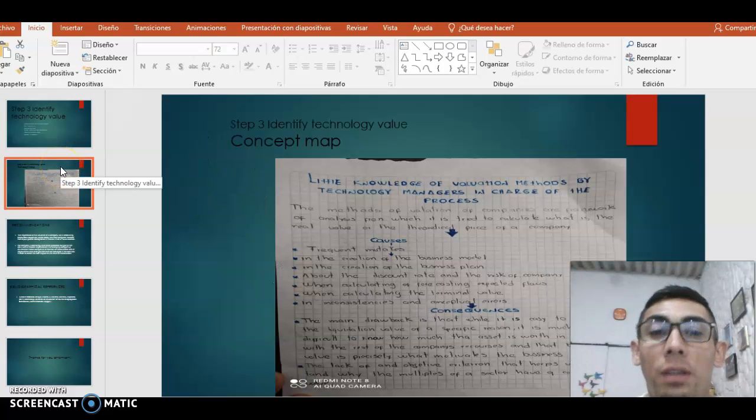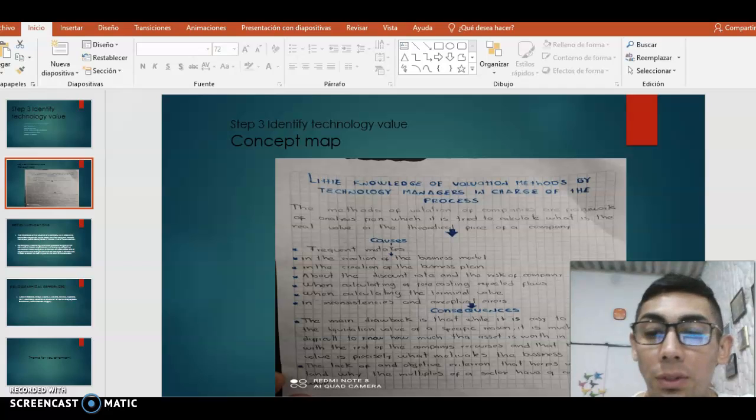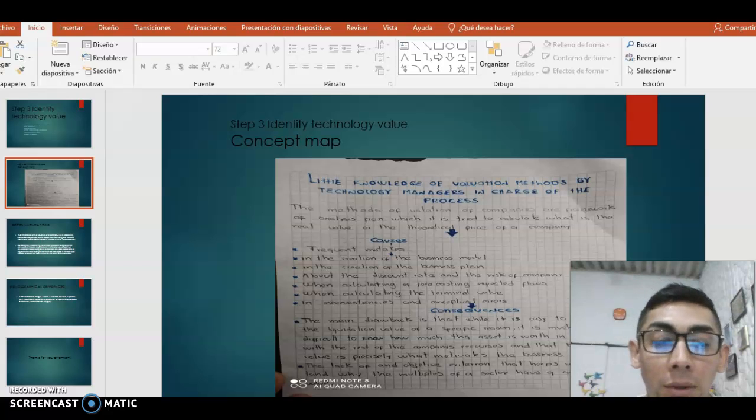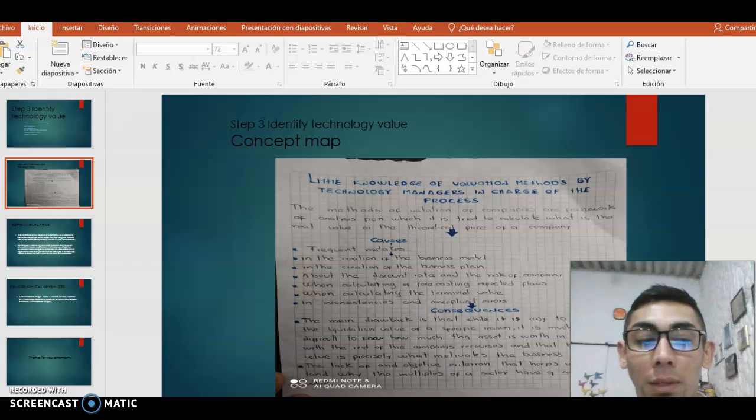Spec 3 Identity Technology Evaluate Concept Math. The canon blend of evaluation method by technology manager in chance on the project. The methods of valuation of a company are a framework of analysis from which it is tried to calculate what is the real value or the theoretic price of the company.